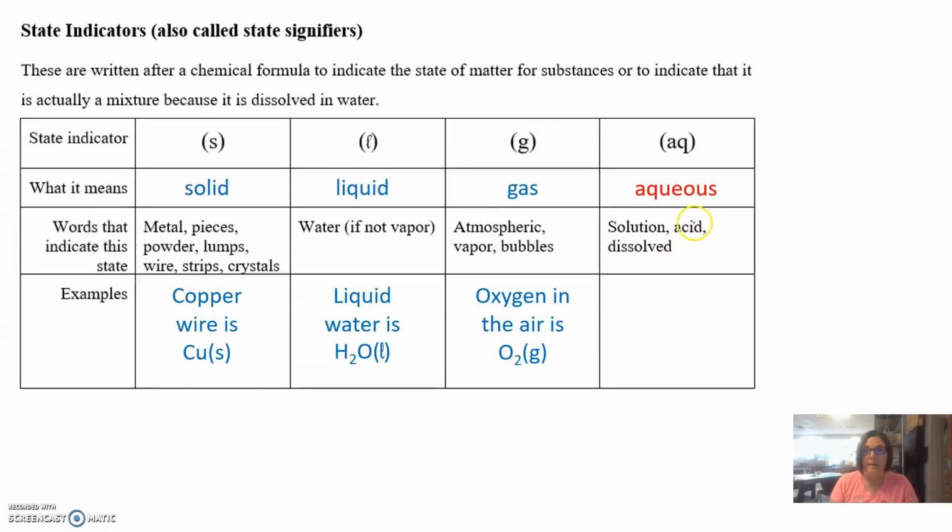Acids are always aqueous. The way something becomes an acid is it dissolves in water and produces hydrogen ions. If they say dissolved, most of the time they're talking about water. If they're not, they better tell you what they're talking about. So you would put AQ.